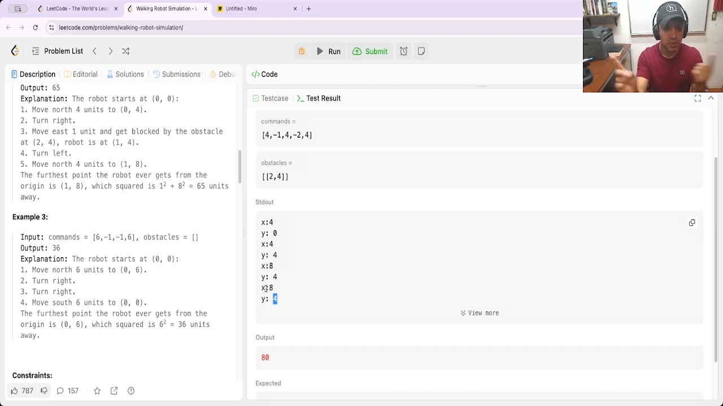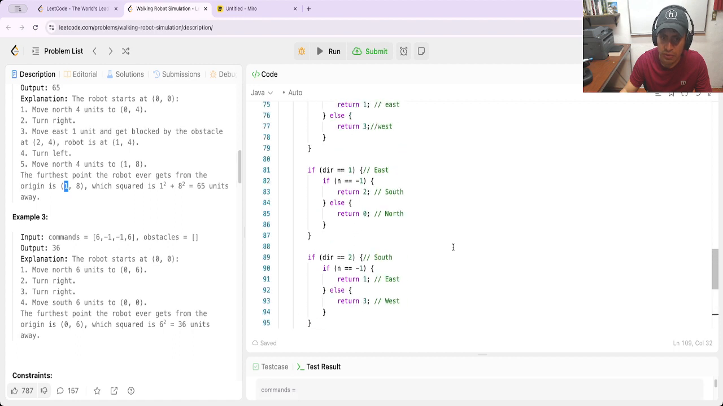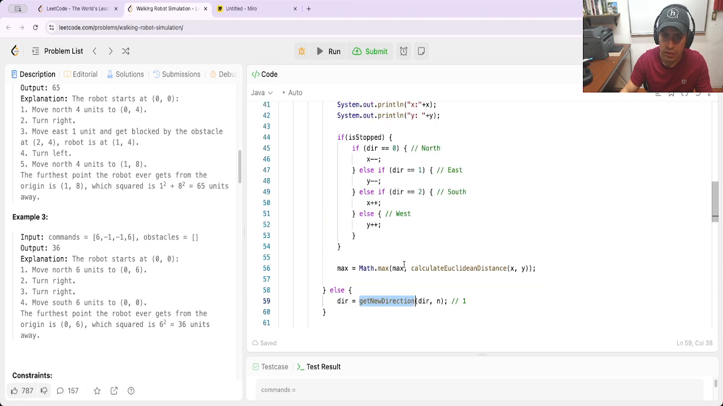Even if it is in the positive way, x is 8 and y is 4 here, and should have 1 here. Let me check. I am returning a new direction: north, south, east, west.